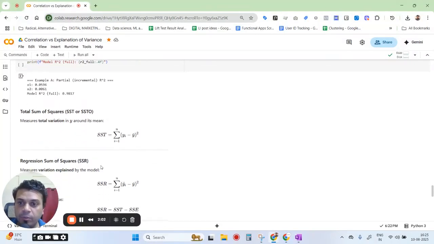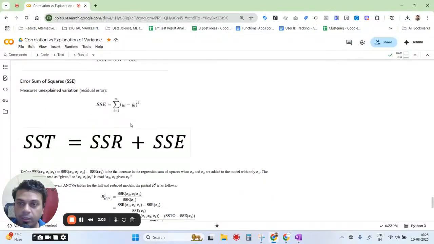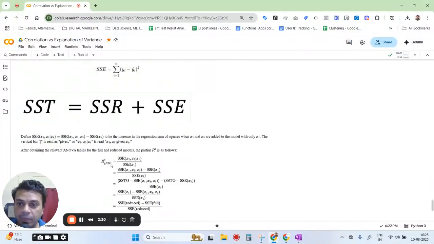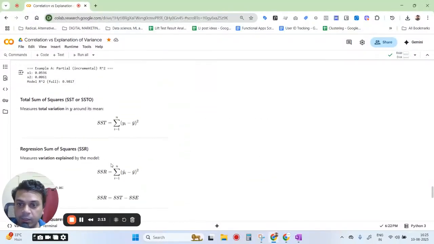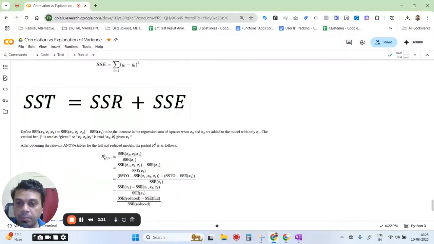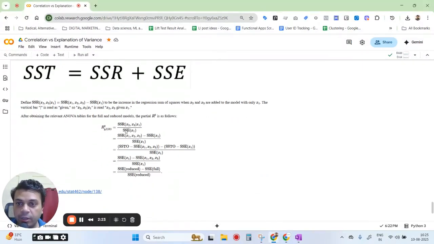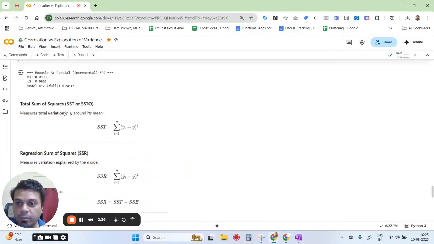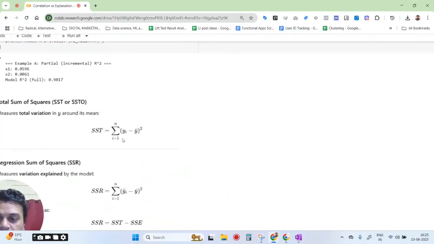Now, where does this come from theoretically? So we actually have to look at the definition of R squared itself. R squared is nothing but the SSR divided by the SST. Error is calculated in this form, where you have the total sum of squares, the sum of squares of regression, and the sum of squares of errors. So error sum of squares, regression sum of squares, and total sum of squares, these are very simple calculations.